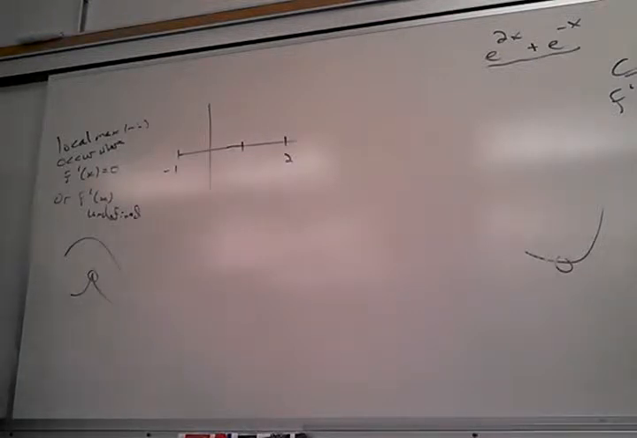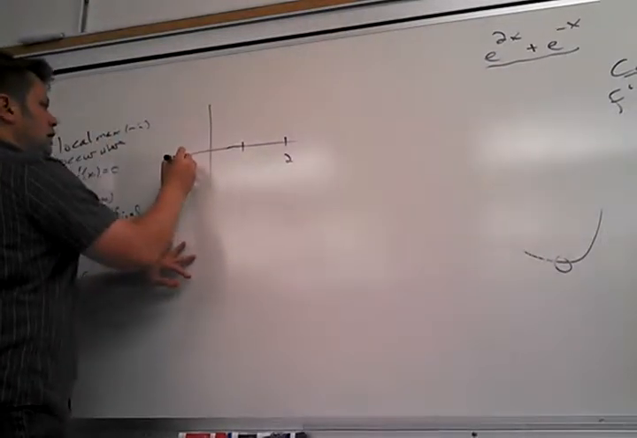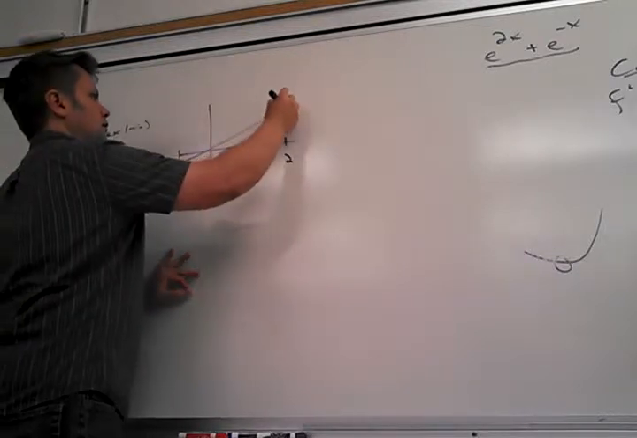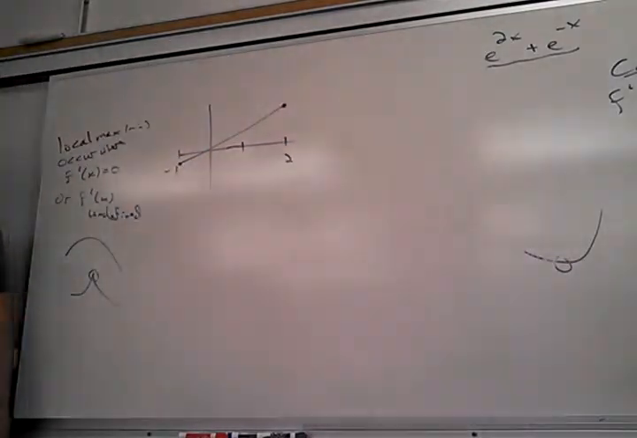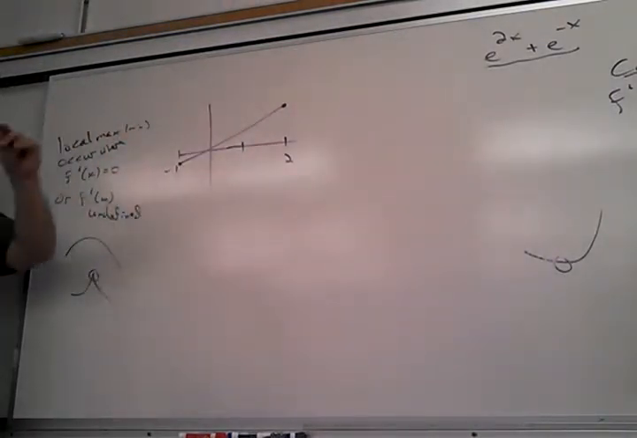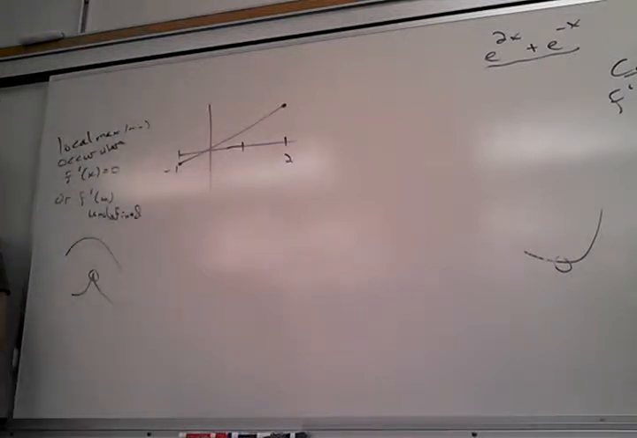So part A is easier, because to have an absolute max but no local max, you have a maximum only at an endpoint. That's exactly what I drew. I like it, because there's nowhere where this thing has a horizontal tangent line, but at an endpoint it has a max. That's an absolute max.